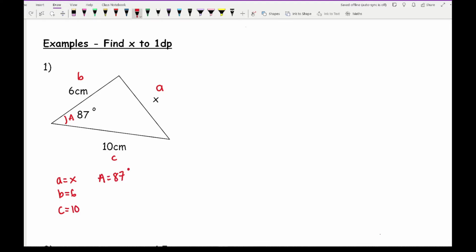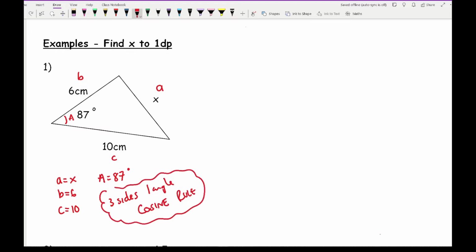Now looking at this, I've got two sides and one angle, so therefore I'm going to use the cosine rule. Now again, you don't need to be writing this down. This is what you need to be thinking. With the cosine rule, there's two variations. There's one variation when x is a side, and there's one variation when x is an angle. In this particular case, x is a side, so I'm going to be using a squared equals b squared plus c squared minus 2bc cos A. Again, I'm just going to put brackets around the 2bc cos A.